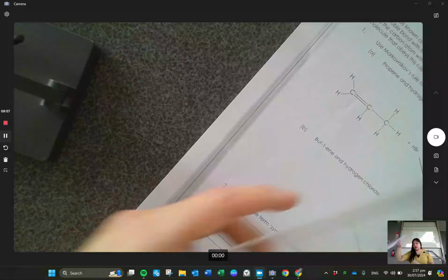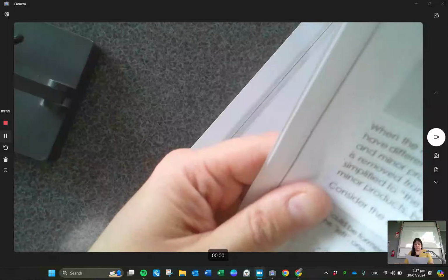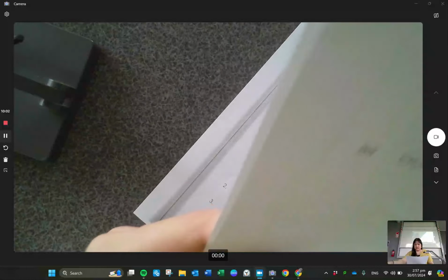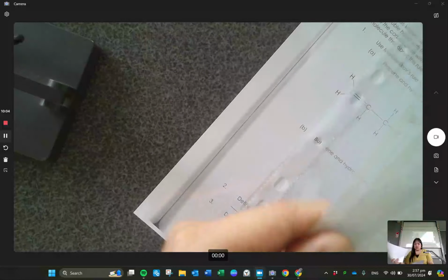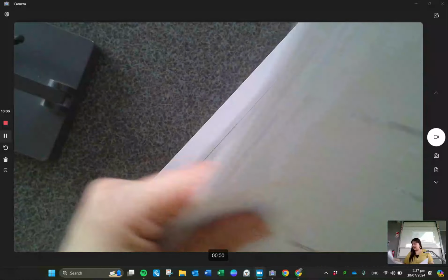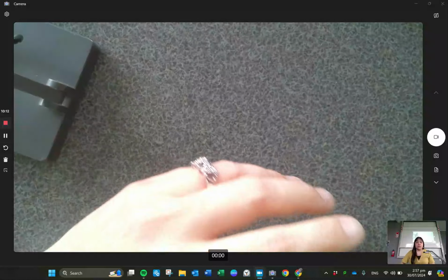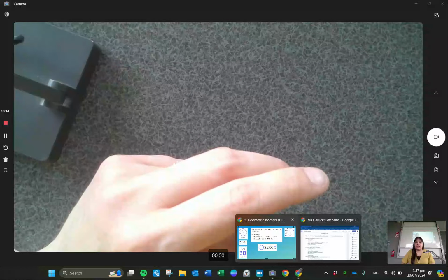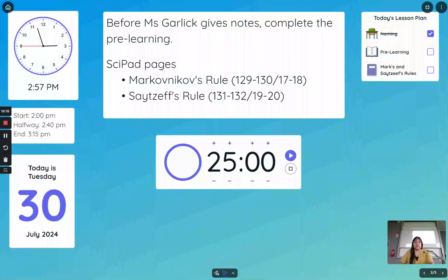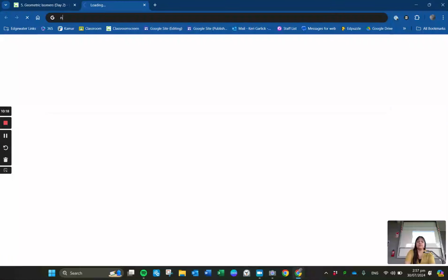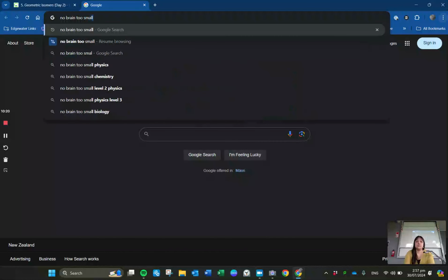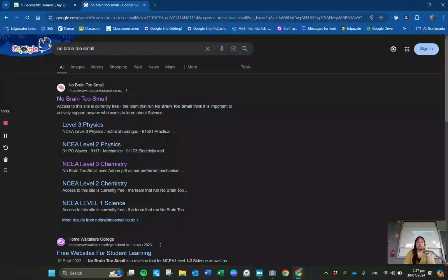So I just want to quickly go over Markovnikov and Zaytsev's rule just so you know what you're doing with this case. And I'll give you some general notes on addition and elimination. Something to keep in mind. Let me just find you some exemplar questions from No Brain Too Small, just so you can see what I'm thinking about.